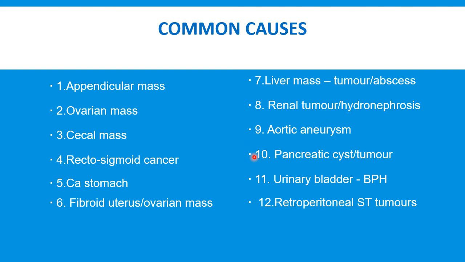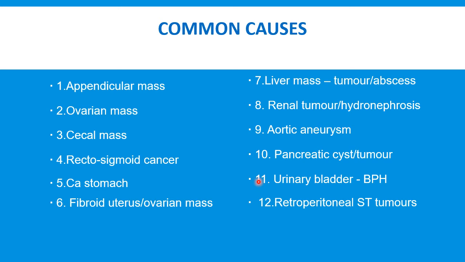Next, we come to pancreatic masses. Cysts, especially pseudocysts of the pancreas resulting from acute pancreatitis. And more important is a tumor of the pancreas. The most common would be in the head of the pancreas. And these patients with a tumor of the head of the pancreas will present with obstructive jaundice.